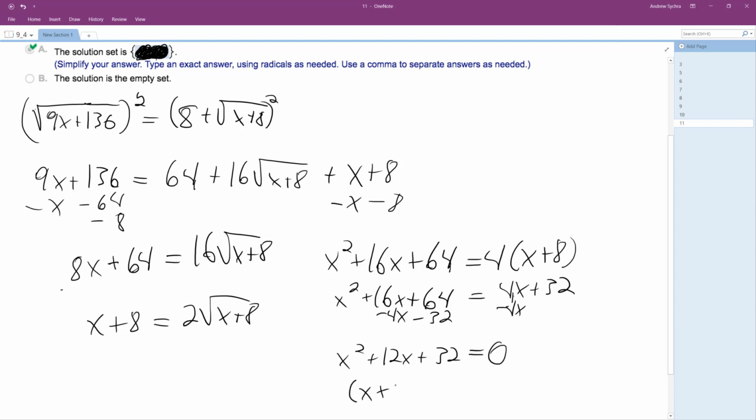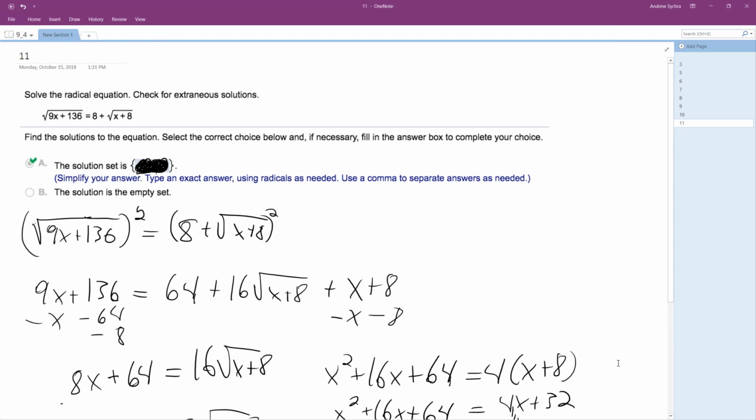So we get x plus 4, x plus 8. So that means that our solutions are x is equal to negative 8 and negative 4. So let's see if that's right. So negative 4 and negative 8.